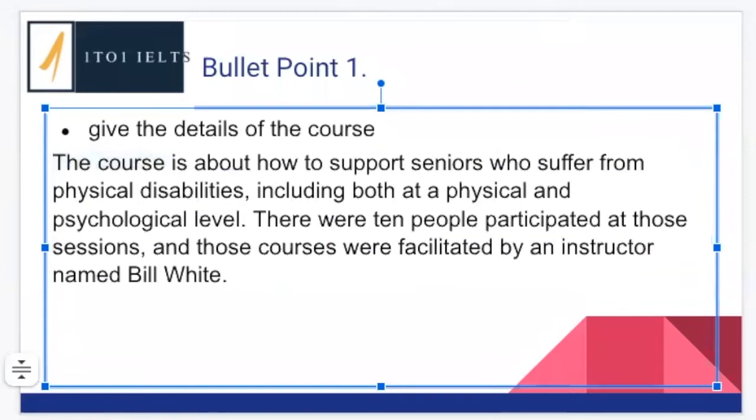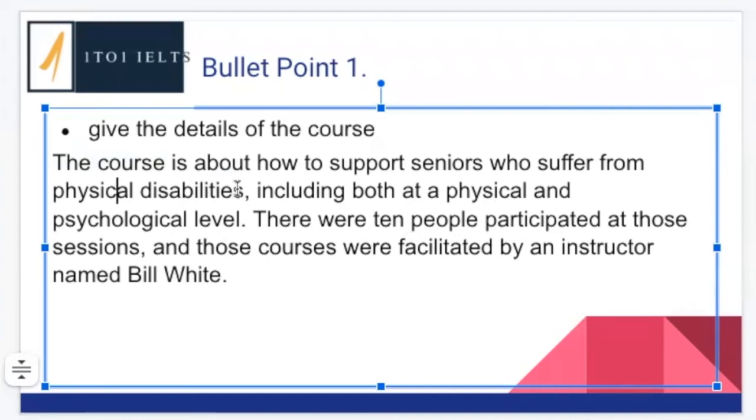The course is about how to support seniors who suffer from physical disabilities, including both at a physical and a psychological level. There were 10 people participated at those sessions, and those courses were facilitated by an instructor named Bill White. So content is really good. There's a few grammar things I'm going to pick up on.